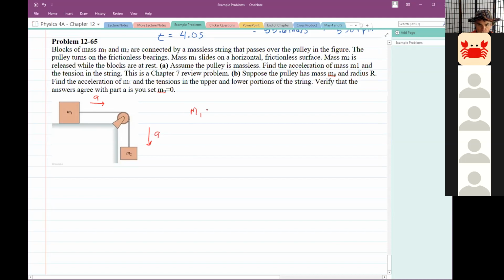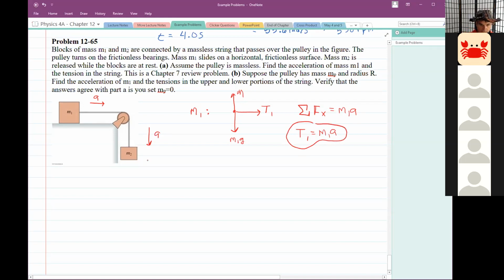So for M1, I really just have 3 forces. I've got the normal force acting straight up. I've got gravity, M1g, acting straight down. And I've got the tension, and right now, let me just write this as T1, acting to the right. If I look at the sum of the forces in the x direction equals M1a, what I get is tension 1 equals M1a. So this is one equation for the tension.